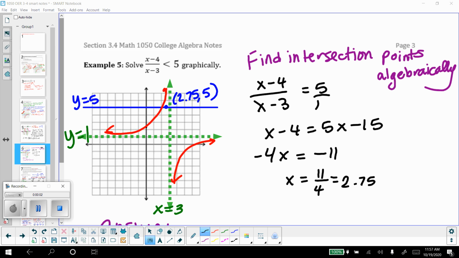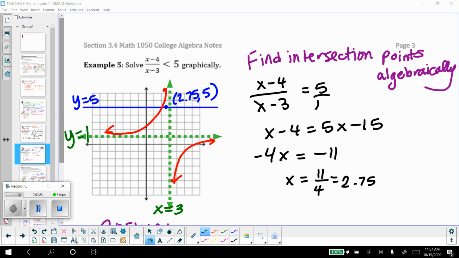Okay, example 5. Solve (x minus 4)/(x minus 3) is less than 5. So our red graph is our (x minus 4)/(x minus 3), and our blue graph is y equals 5.